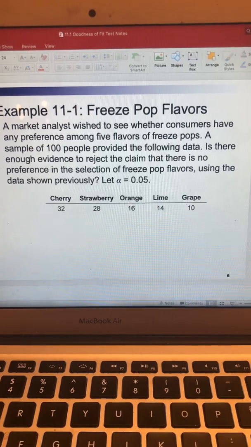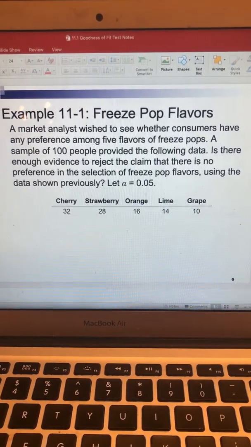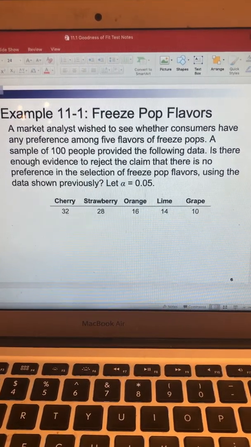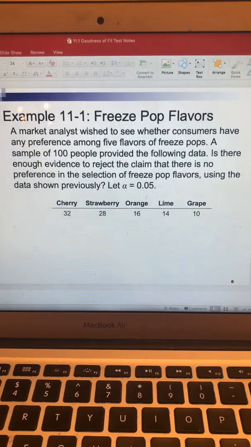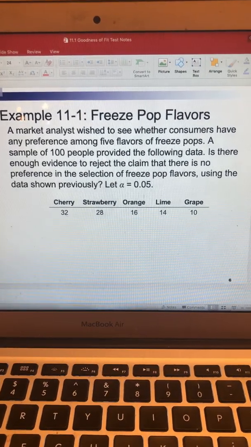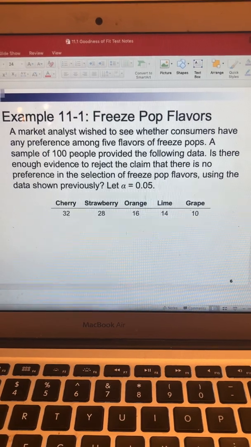And then if there is a preference, there's another test that we'll get into, hopefully, called the ANOVA test, which is the analysis of variance, and it will tell us where that preference lies.